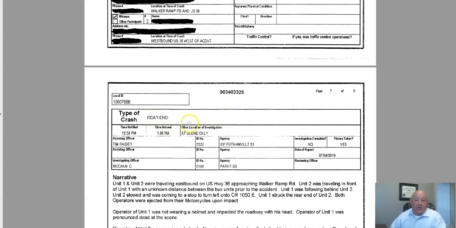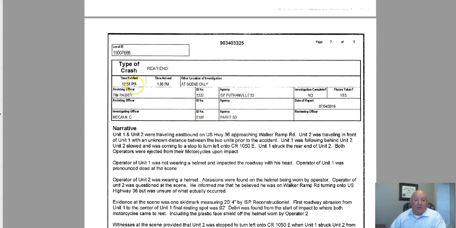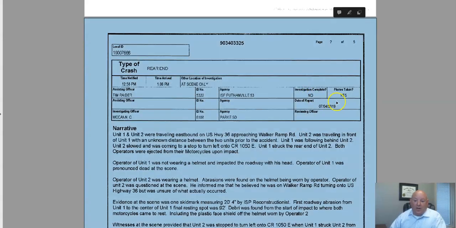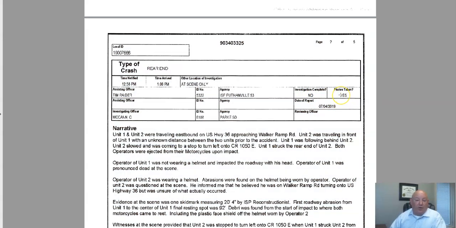Page 2. The officer says that this was a rear-end collision. That was the type of crash, and here's more information. He was notified at 12:58 and arrived at the scene about 8 minutes later. Two officers, one from the state police and one from Park County Sheriff's Department, responded to the scene. At the time this report was made, they were still preparing their investigation, and they took photographs of the accident scene, which is very normal in a fatality.